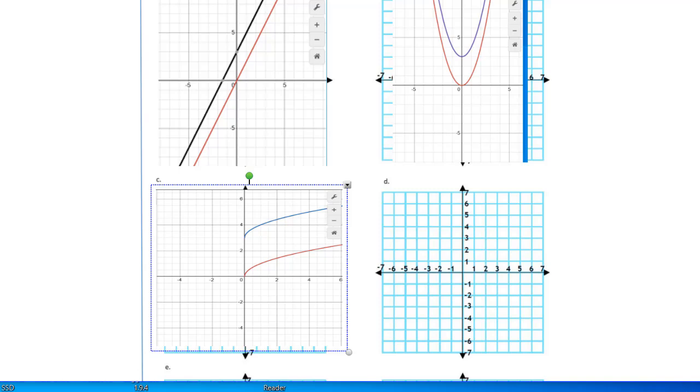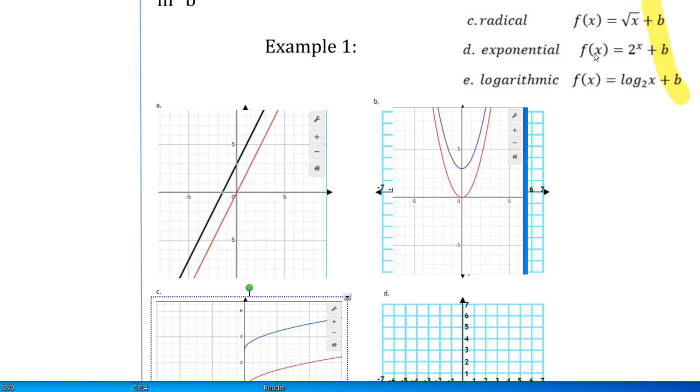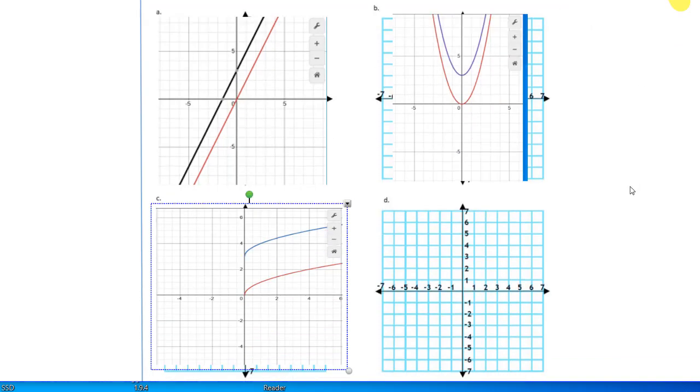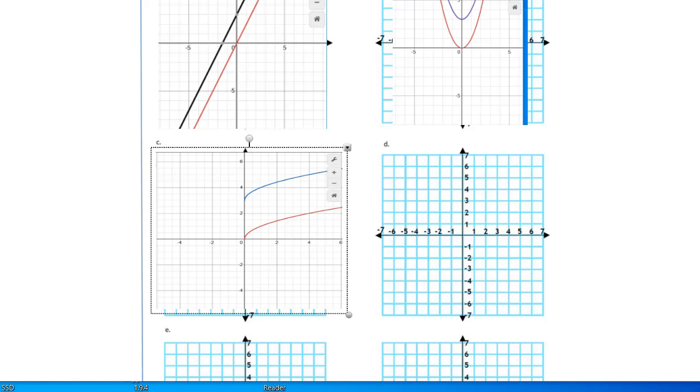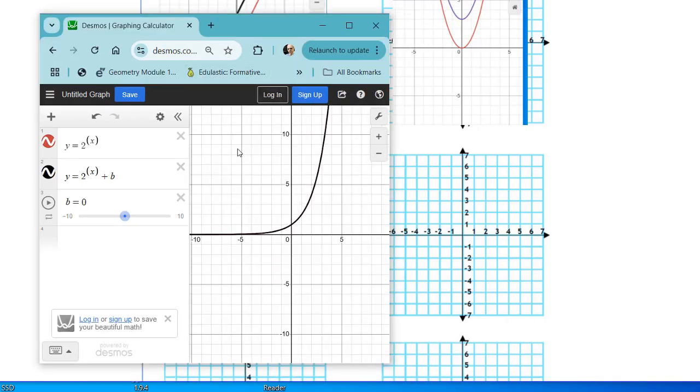All right, next is the exponential equation, f of x equals 2 to the x plus b. Let's try that one. So here I have y is 2 to the x, and I have y is 2 to the x plus b. Let's slide b around and see what happens. Oh, isn't that interesting? My hockey stick is going up, going down.